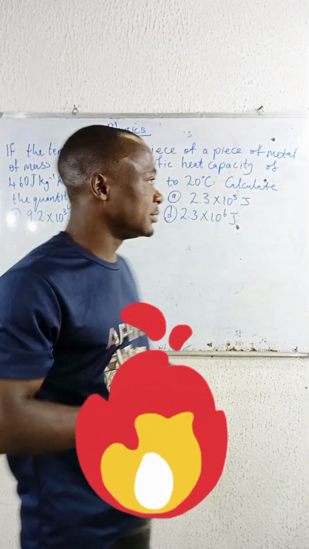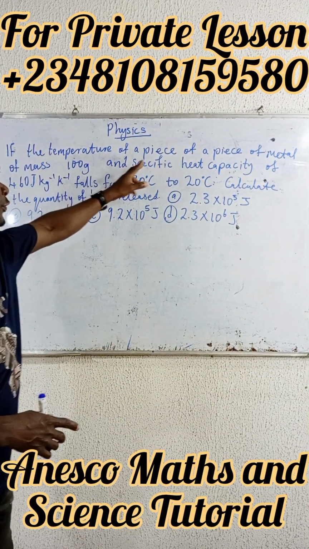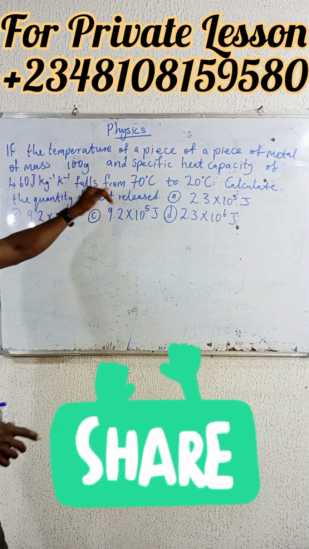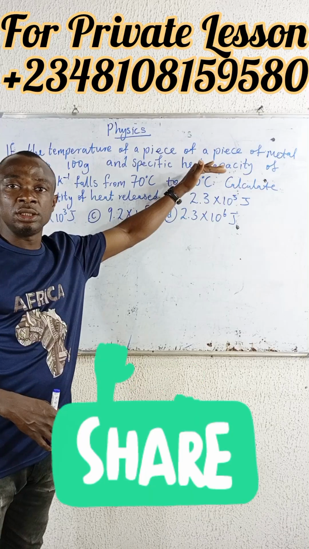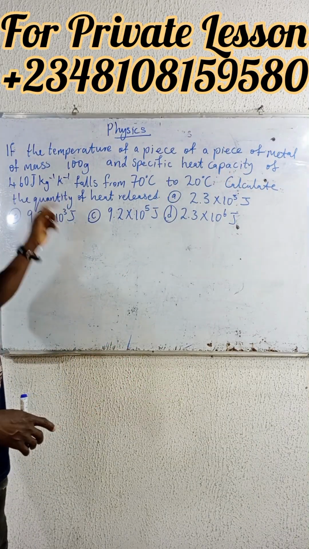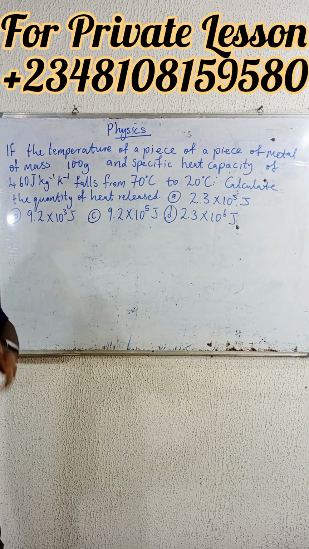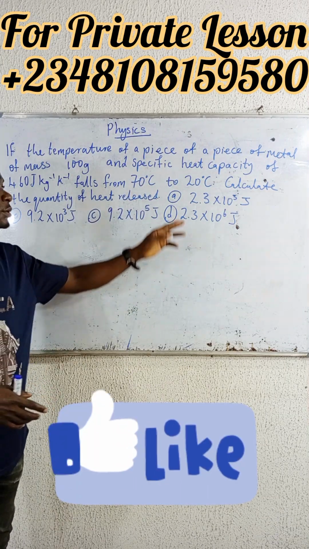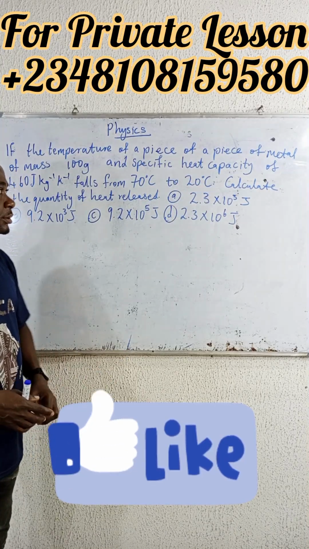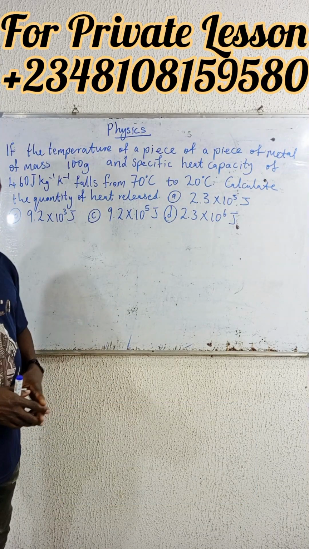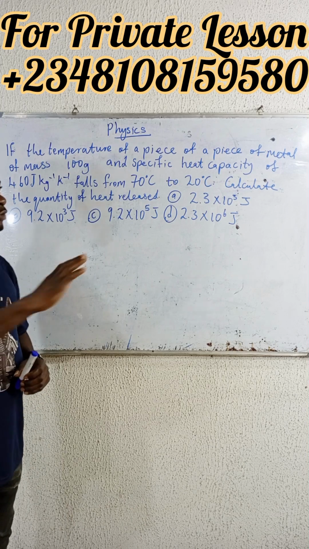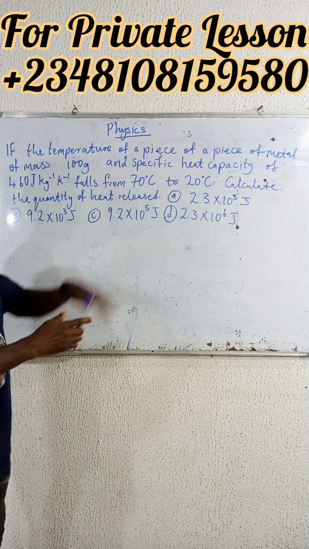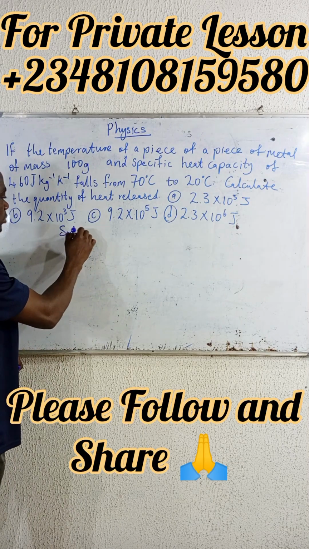Let us solve this question. The question says, if the temperature of a piece of metal of mass 100 grams and a specific heat capacity of 460 joule per kilogram per Kelvin falls from 70 degrees Celsius to 20 degrees Celsius, calculate the quantity of heat released. So solve questions like this. First, you bring out the data. Now, step one, solution.